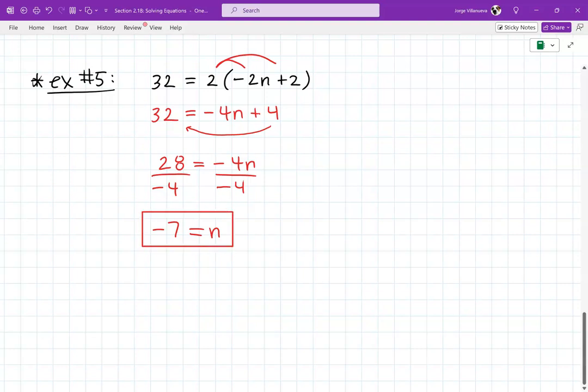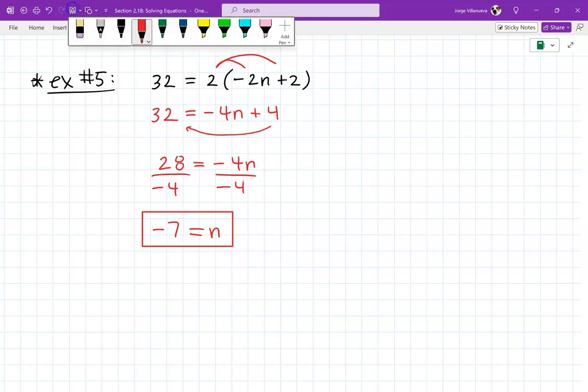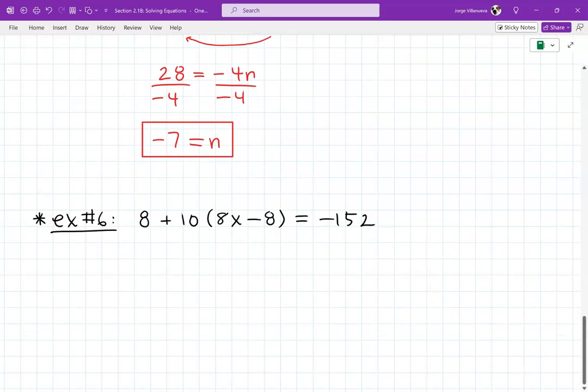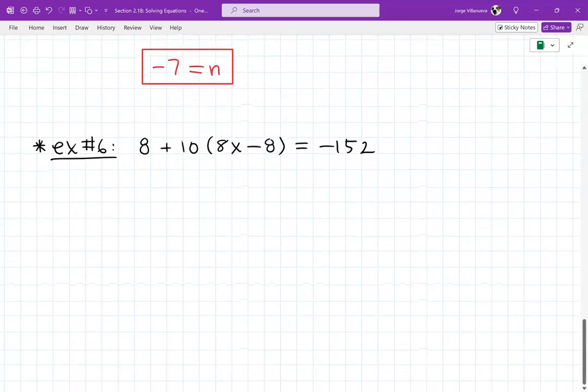Okay, let's do one more like this. I'm going to let you guys work on it, then we'll check. All right? So here we go. Example number 6, last one. 8 plus 10 times 8x minus 8 is equal to, now there's a pretty big number here, just take your time with it, negative 152. So I'm going to pause the video, let you guys work on it, and then we'll check.